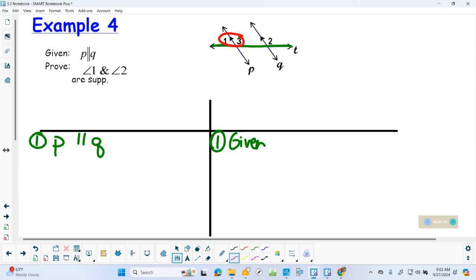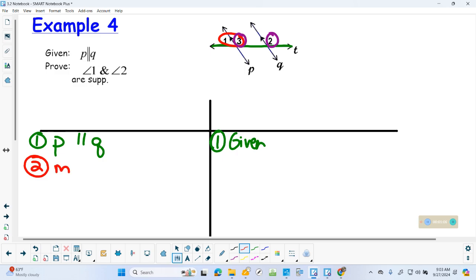I also see a special relationship between these guys, 3 and 2. What type of angles are 3 and 2? Corresponding. And what do we know about corresponding angles? Equal to each other. So I think if we combine all of that together, we're going to make it happen. It doesn't matter if you start with the linear pair or the corresponding. We need it all. Just because we threw out the linear pair first, I'm going to start with that.